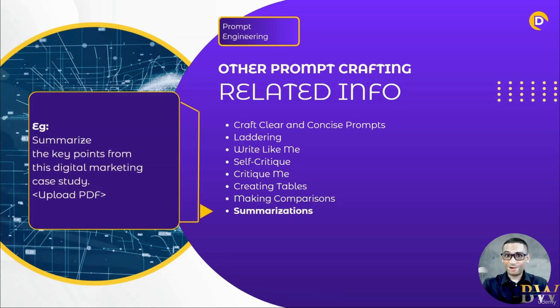And finally, a very handy technique is summarizations. You can get ChatGPT to summarize lengthy text or content like business reports, white papers, case studies, or research documents into concise summaries. Be sure to prompt asking the model to capture key points and essential information. For example, a portion of a prompt could be, summarize the key points from this digital marketing study, and then you go and upload a PDF case study with the prompt.